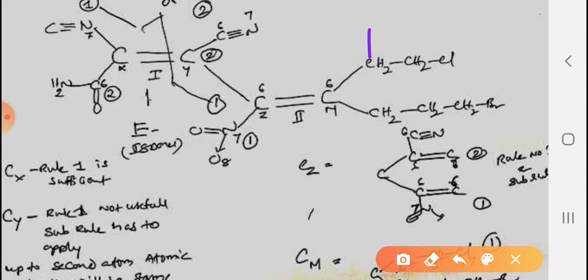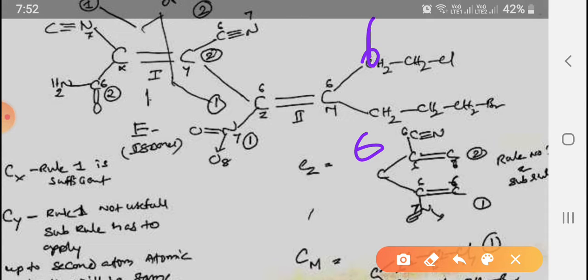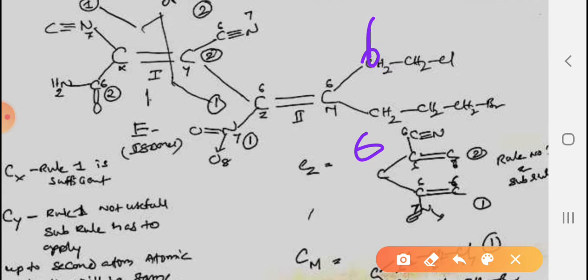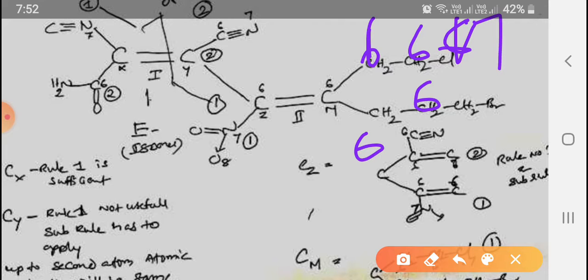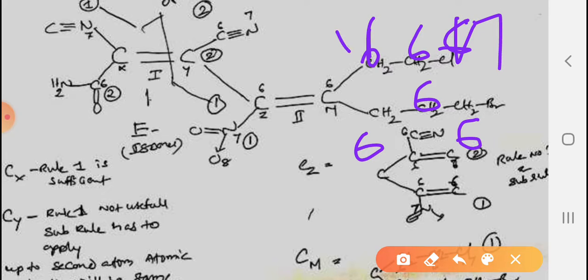here 1, 6, 6, not decided with the rule number 1. Go to sub rule, 6, 6, not decided. Go to the next, Cl is equal to 17, but here 6, hence it is given top priority. Next, bromine is also there. Atomic number of bromine is more than chlorine, but bromine is very far. In between that carbon is there, 6 is there, hence it is 7.